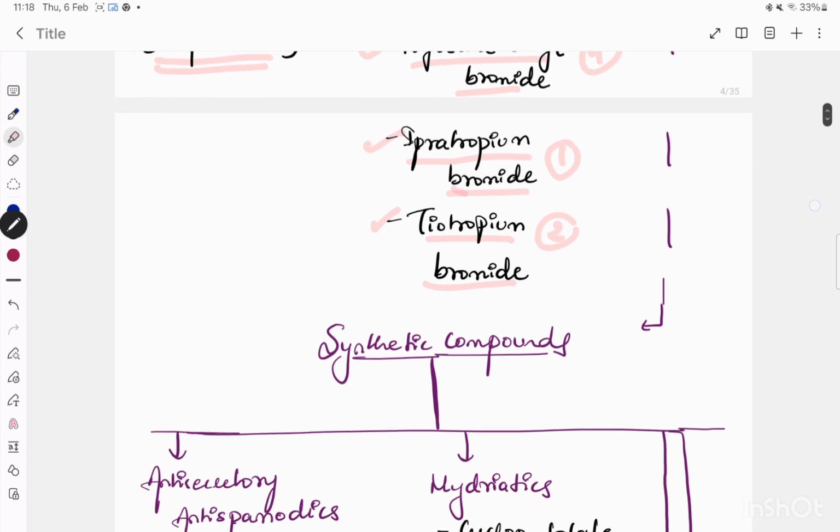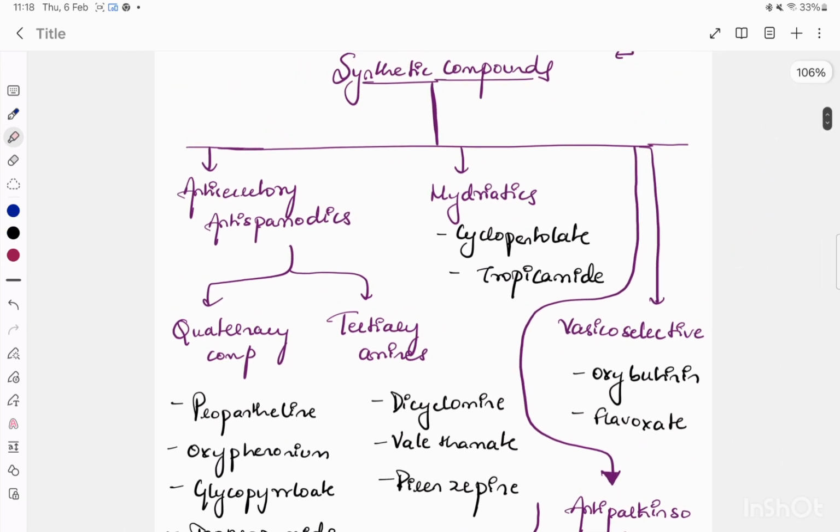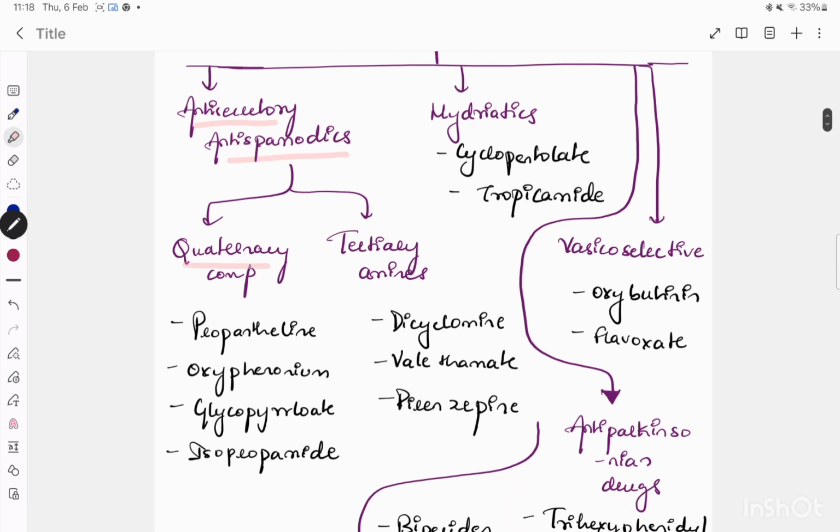Now under synthetic compounds, again you have the following classification. You have anti-secretory antispasmodics. Under that you have quaternary compounds and tertiary amines. In quaternary compounds, you can just remember two drugs for each. You don't have to remember everything. In quaternary compounds, you have oxyphenonium, glycopyrrolate, isopropamide, and propantheline. And in tertiary amines, you have dicyclomine, pirenzepine, and valethamate also.